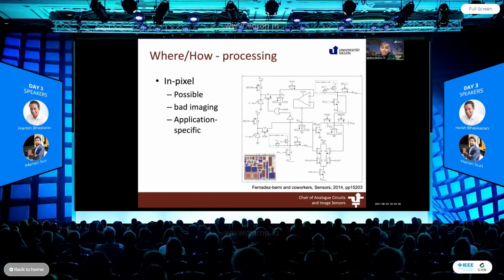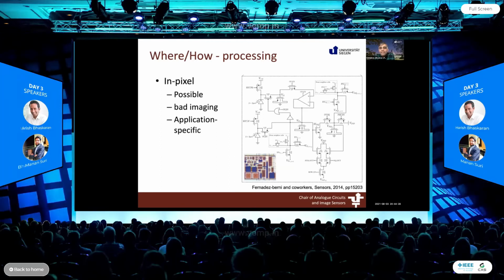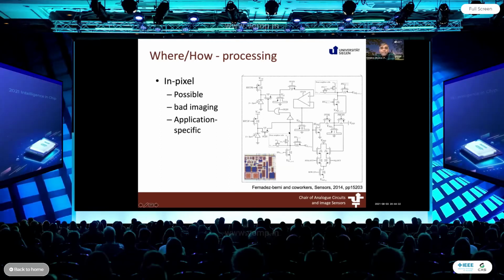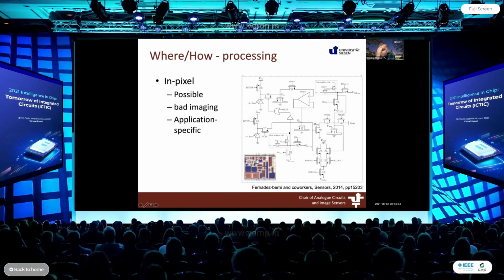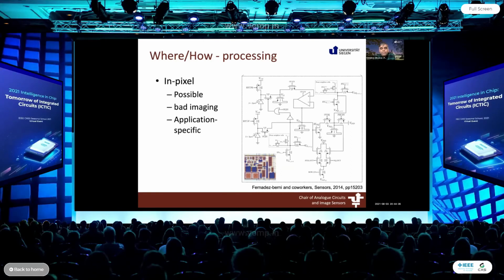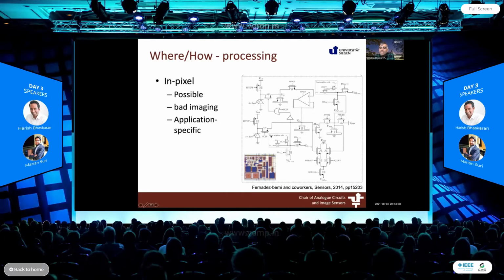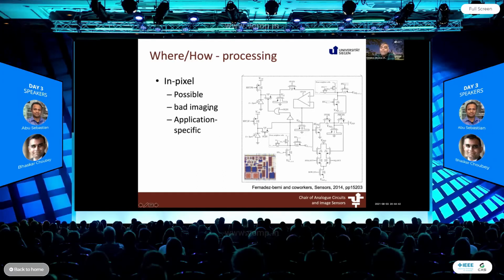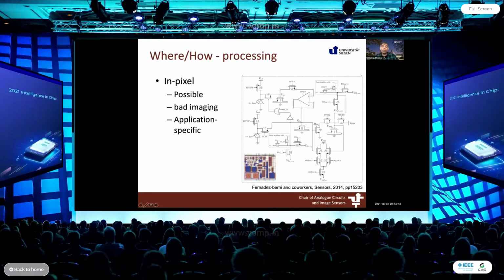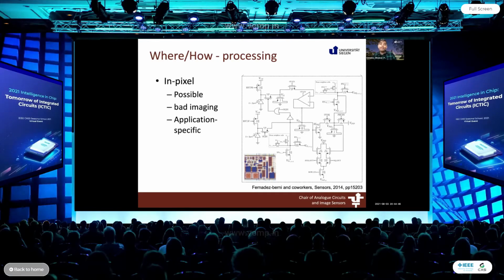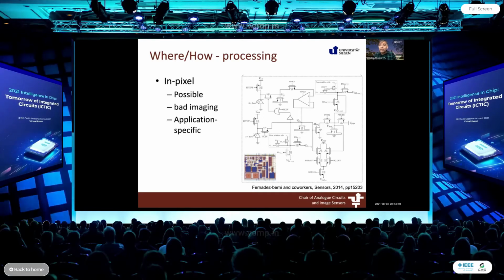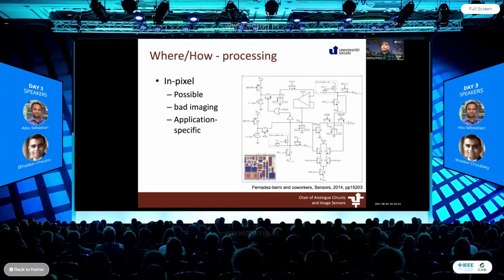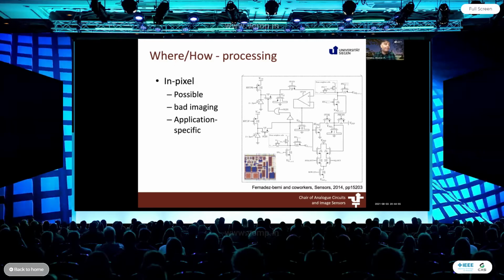We can do it in the pixel. It's possible. Here is an example from 2014 of a large pixel which undertakes some processing. But the moment you start doing processing in the pixel, you would have many transistors in the pixel. The diode will become smaller. You would be doing bad imaging. The other drawback is that your imager then becomes application specific. It can measure the flow. It can identify if there's a cat in the scene or not, but that's all it can do. It cannot do anything else.